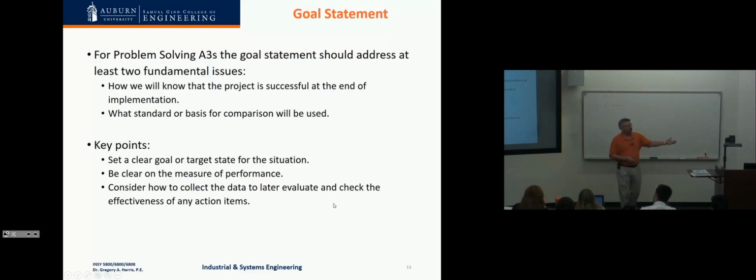So the goal may be we need to take 2 seconds out of this cycle time, out of this piece of equipment to meet our TAC, right? So why are we doing that? The goal we align with is to meet TAC, right? We want to make sure that we're always meeting our customer demand. So clear goals, clear measure of performance. How are you going to collect the data?